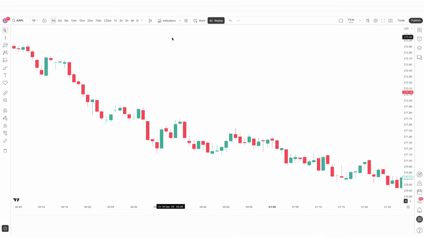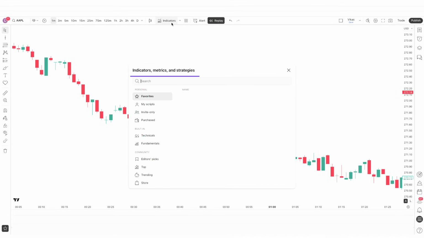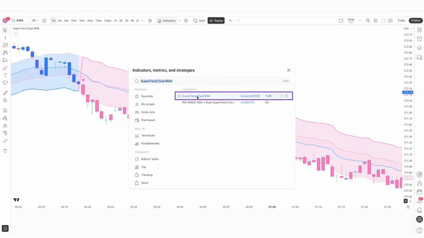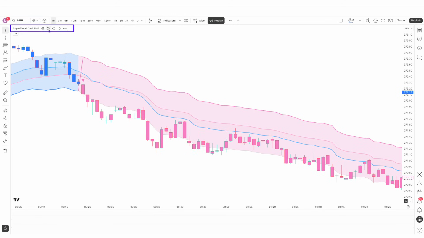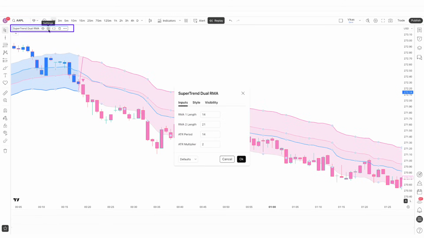Next, you'll want to find those magic indicators. Head over to the Indicators tab and search for the Super Trend Dual RMA. Select the indicator made by HoneyDev 9598 and add it to the chart. Now the indicator settings change for signals.